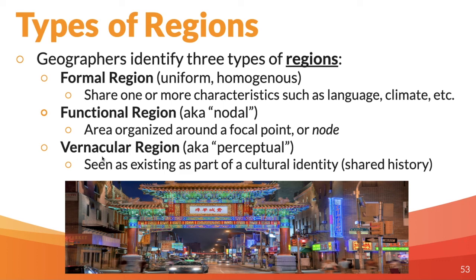And then, of course, a vernacular region. An example of a vernacular region is like Chinatown in Chicago. It's seen as existing as a part of a cultural identity. There's this shared history of the region. So that would be one example. There are many examples of what we call a vernacular or perceptual region all around the country. And it's always an interesting thing because you do experience in a lot of ways the cultural identity of those places when you go there, when you visit.